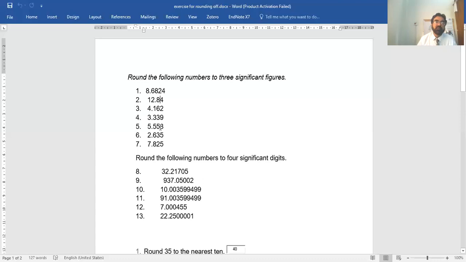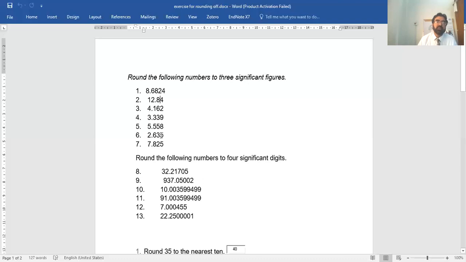5.558, you have to delete the 8 because you have to keep 3 significant digits. As the 8 is more than 5, you will delete it and you will add 1 to 5. So it will become 5.56.